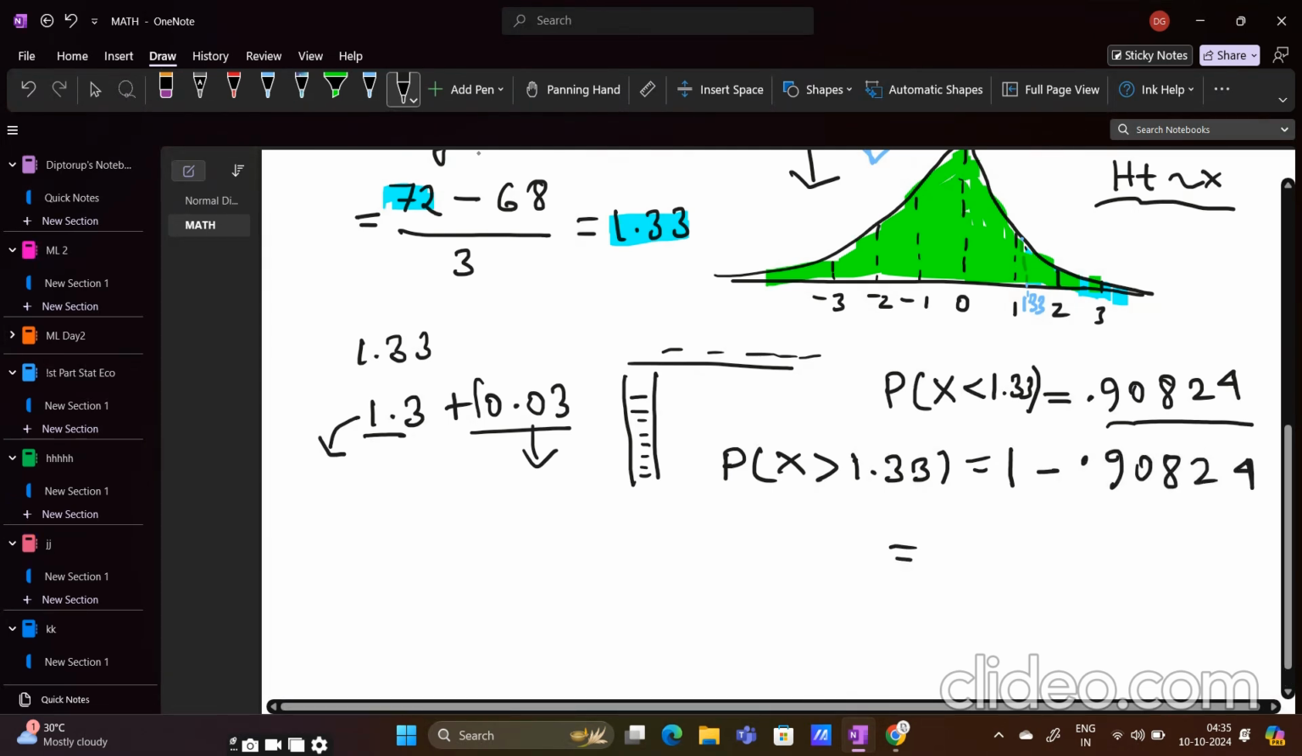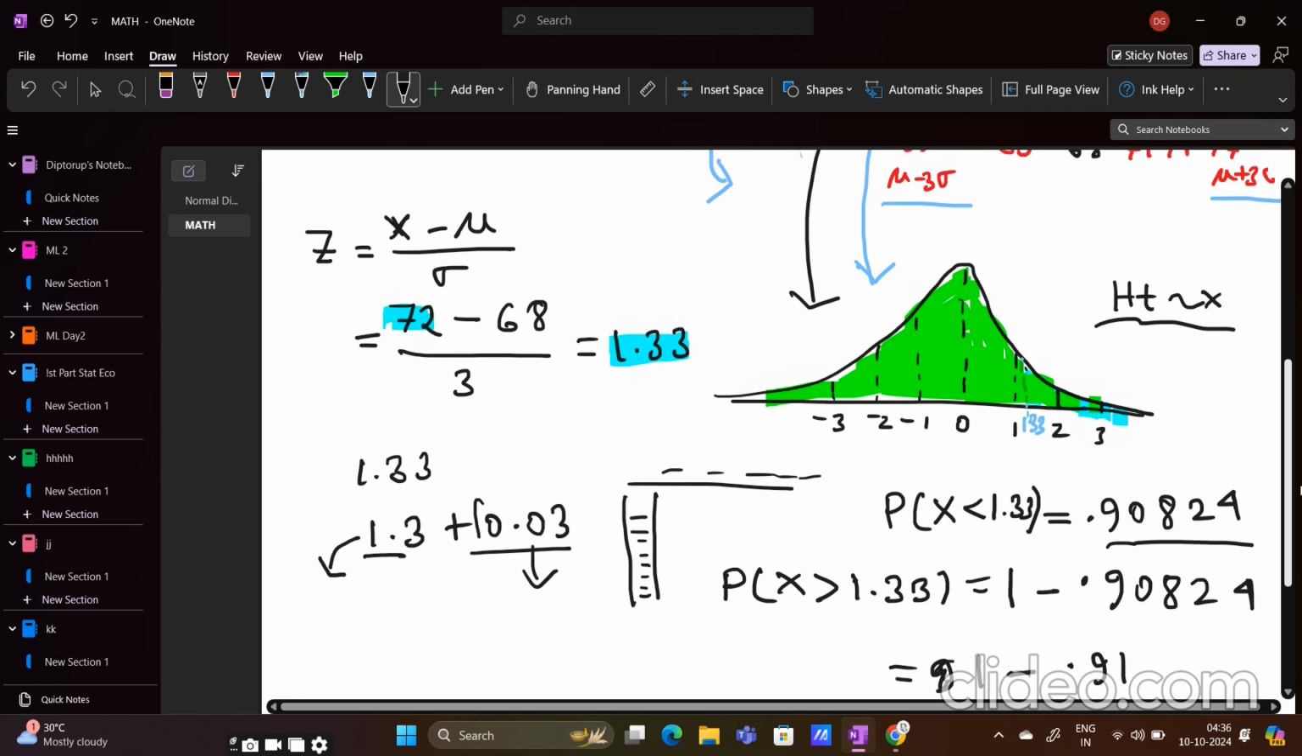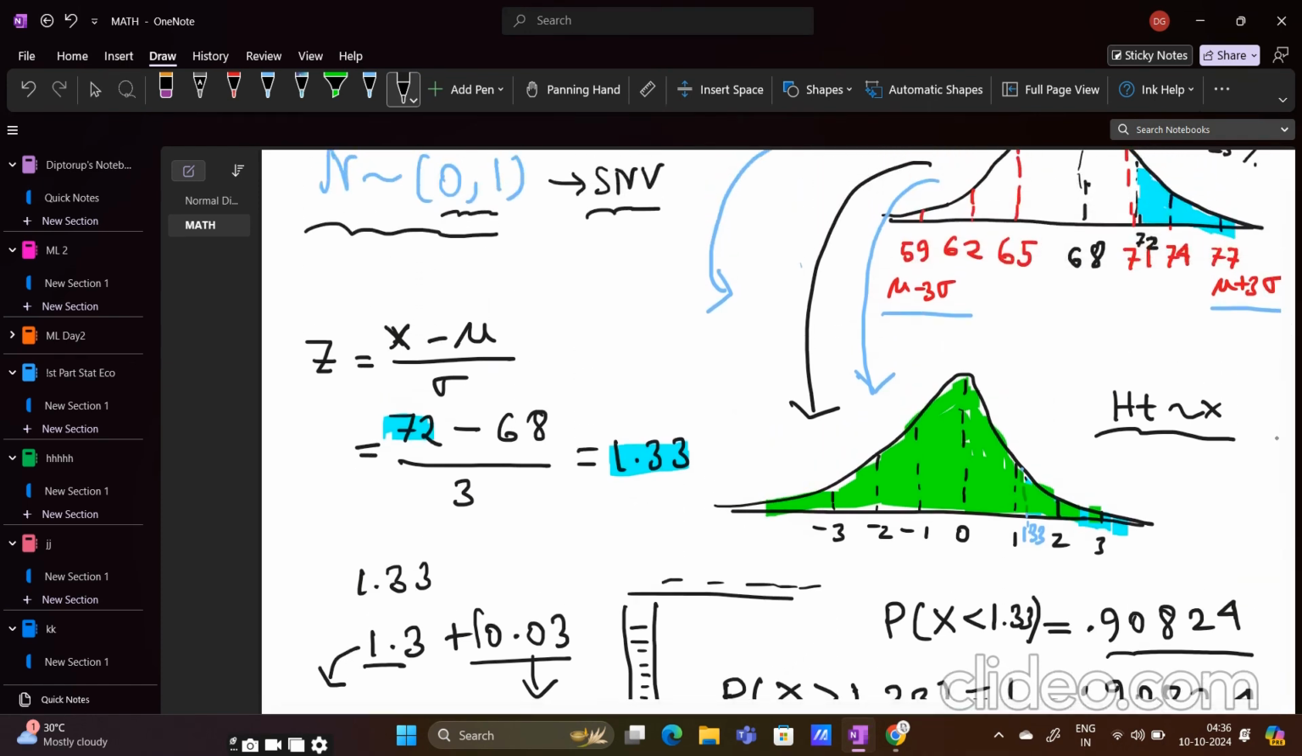So now it will become 1 minus 0.91, so it will be 0.9. Okay, 0.9 means 90%. So that is 90% probability that our value x will be greater than 1.33, or our height will be greater than 1.33. What was 1.33 denoting here?